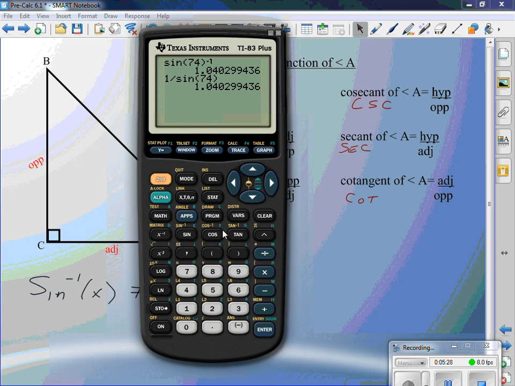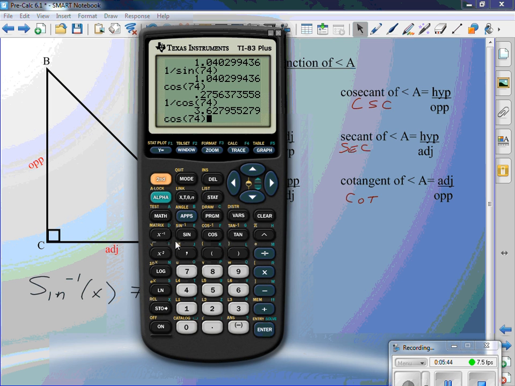If I want secant of 74, for the inverse one, I can take 1 divided by the cosine of 74, or I can take the cosine of 74 and the inverse. Notice how they're the same. But if I did the inverse cosine of 74, it doesn't work. We'll get into that.